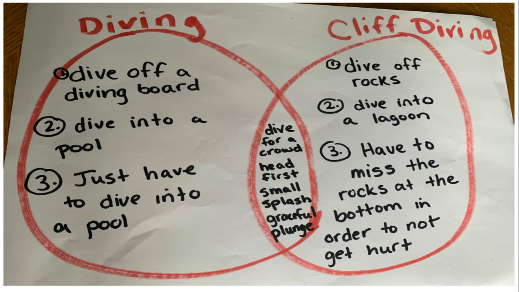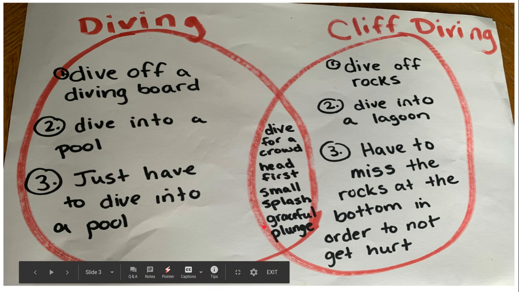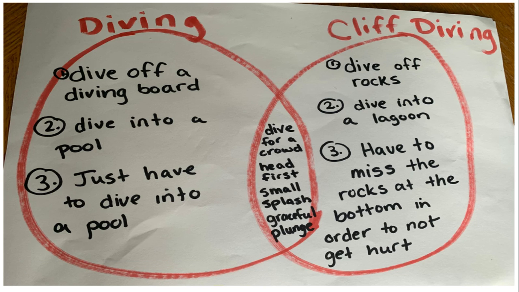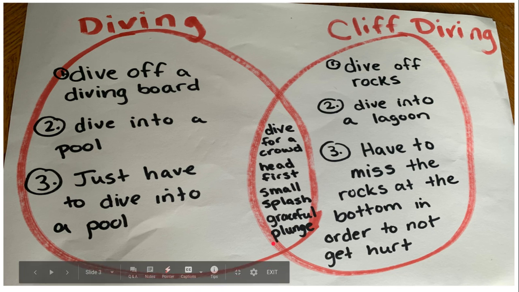a small splash. And I just said, you have to be graceful. You can't just slam into the water. You have to have your body in a perfect position for both of them. And then I wrote the last word, plunge. You both have to plunge into the water. So that's what I did for my Venn diagram.